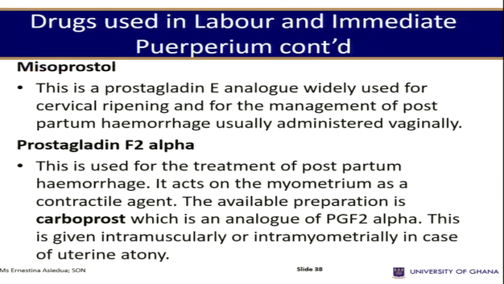We have misoprostol. It's also another discovery. Misoprostol is a prostaglandin E analog widely used for cervical ripening and for the management of postpartum hemorrhage, usually administered vaginally. It's also one of the discoveries of the century in terms of obstetrics, and it's been found that when you give this to the woman, even rectally, after delivery, 2 tablets, it prevents postpartum hemorrhage. There were other ones like prostaglandin F2 alpha and then carboprost.